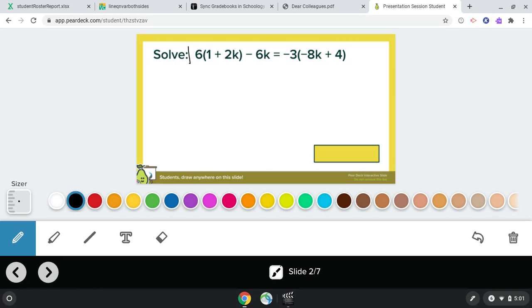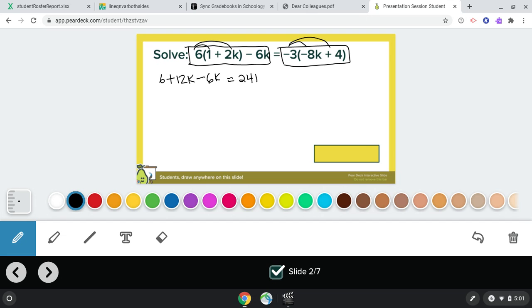I'm going to start with this side over here, and I'm going to start with distributing the 6. So I get 6 plus 12k, and then I'm going to bring down the minus 6k. And then on this side, I am also going to distribute this -3. So I get 24k minus 12.